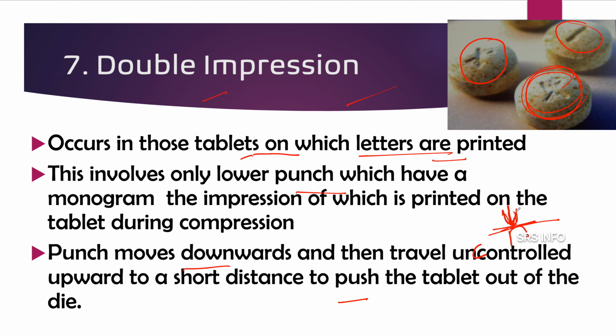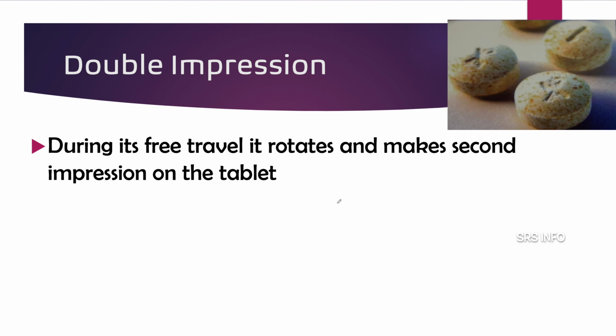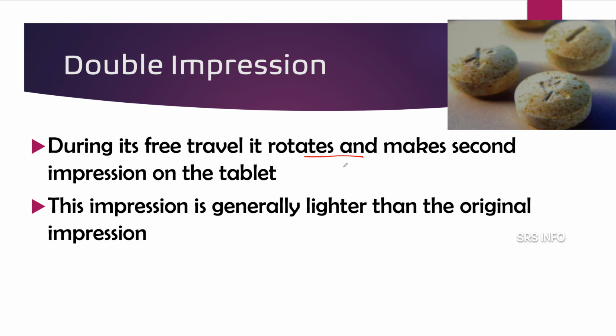Already one impression is here, that happens here, and the second impression also happens within a very short period of time due to the uncontrolled movement of this punch, even if it is the lower punch or the upper punch. Clear? Then during its free travel, it rotates and makes the second impression on the tablet, as I have explained to you. This impression is generally lighter than the original impression. The first impression is proper and the second impression is lighter, but this leads to the double impression.